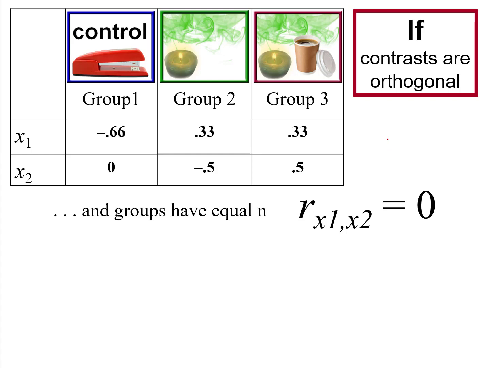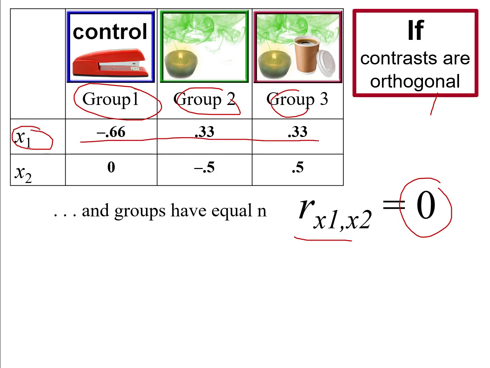So what does that do? Well, one thing to note is that when you create orthogonal contrasts, if you also happen to have an equal number of people in each group, the correlation between those two contrasts will be exactly 0. So note that when you create contrasts, we're creating variables. We created one variable called x1, which was created by assigning values to people based on group membership. We created a second variable called x2, which was created by assigning values to people based on group membership.